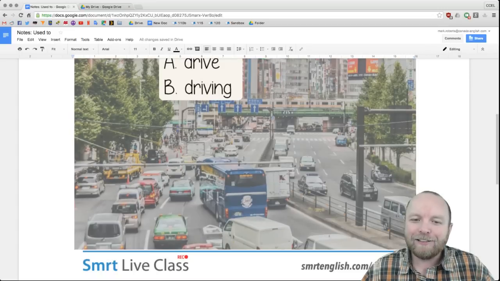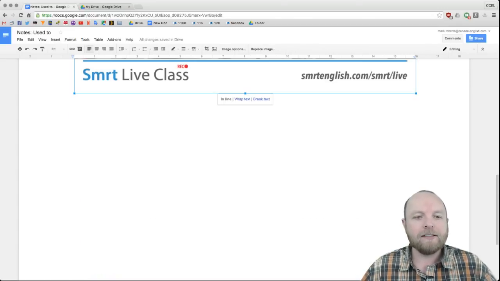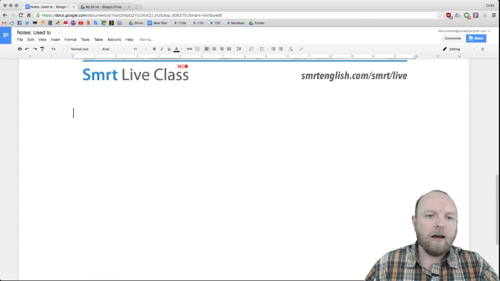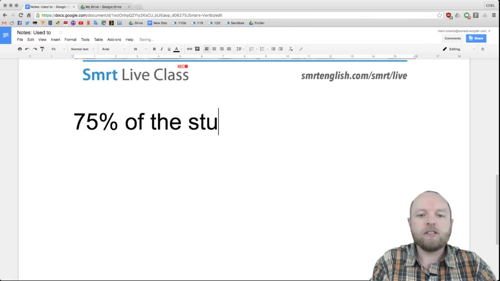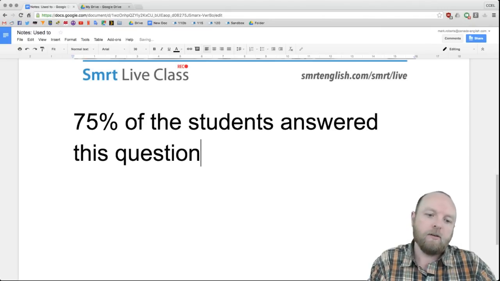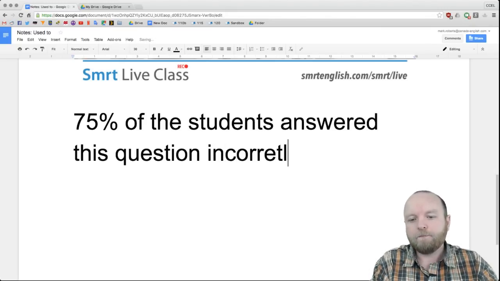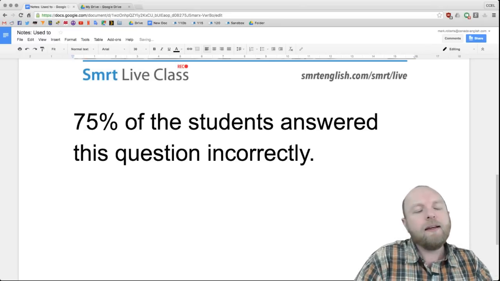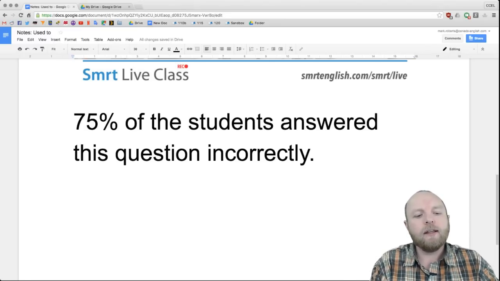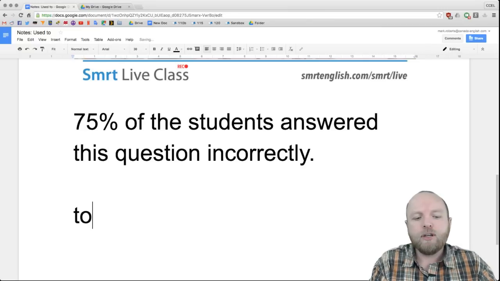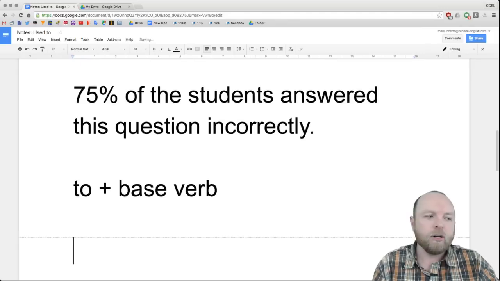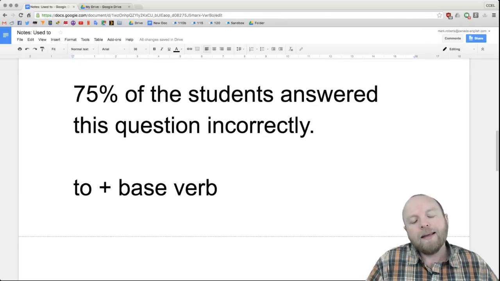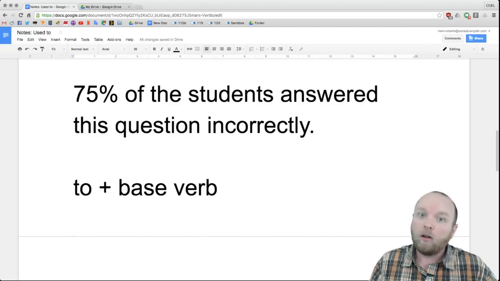And a lot of students, maybe about 75% of the students, answered this question or this quiz incorrectly. So this means I think a lot of students think when we use to, we should always use a base verb. We should always use a base verb. This is usually true, but not always.